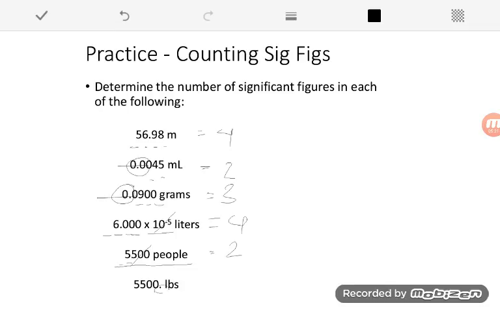Finally, there is a decimal point in here. It's just at the end of the number, but it's to indicate, okay, I really measured out to this many decimal places. So I'm going to start counting from the right. 1, 2, 3, 4. This guy has 4 significant figures.